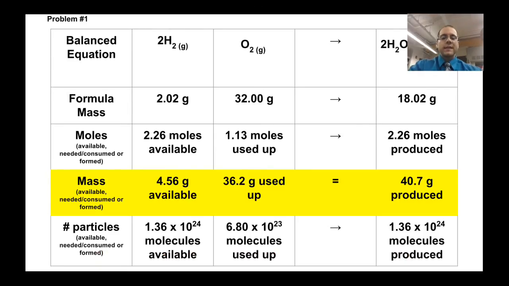So if we look at our example, we had 4.56 grams of hydrogen gas to start with, and we said we used up 36.2 grams of oxygen. If we combine those to get our total mass of reactants, we get 40.7 grams, which is the same as the total mass of our products. This is a good way for us to go back and double check our answers and make sure that all of the calculations we did during the problem all worked out.